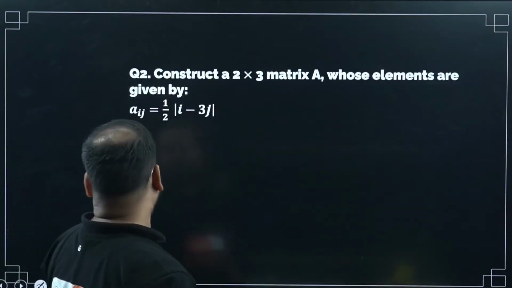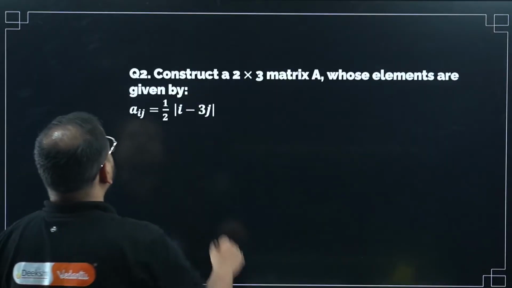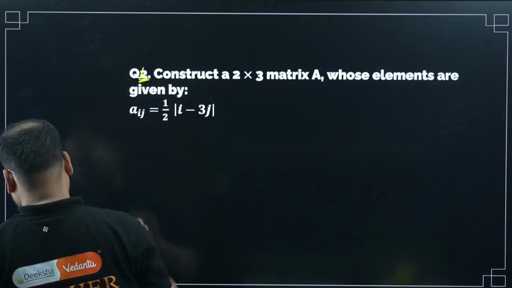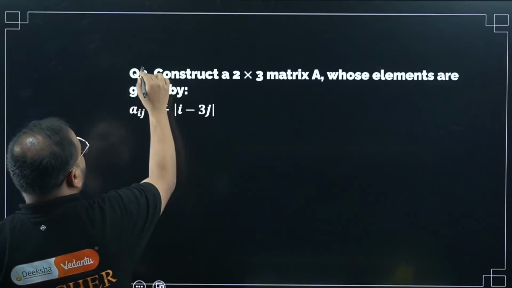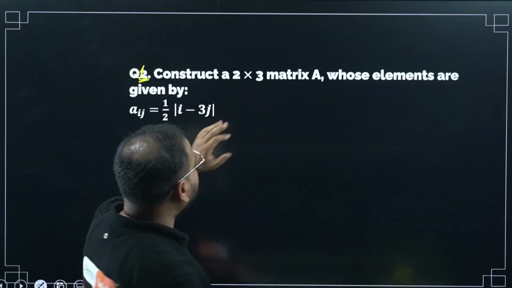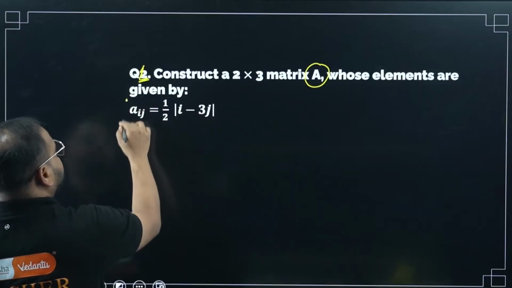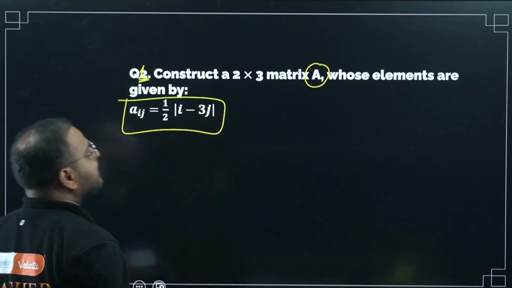Okay, now I have taken an example. This is my question number 1. Okay, construct a 2 cross 3 matrix. The name of the matrix given as A, whose elements are given by this. Okay, all right.